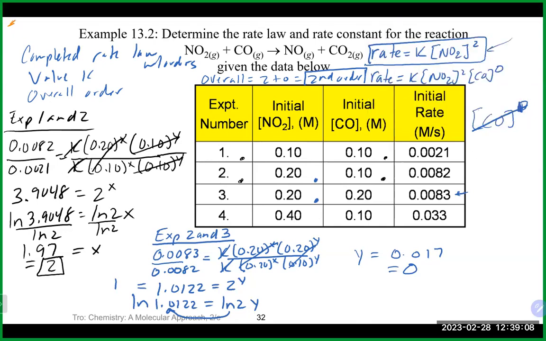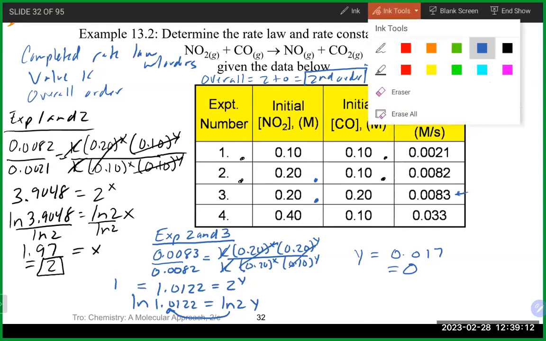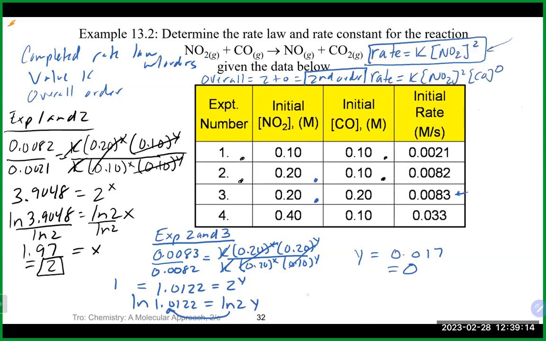Okay, so we will rearrange our rate law and solve for K here. And in this case, K would equal the rate divided by NO2. And once again, we do need to square it. You could choose, again, any of the entries in the table to do this. I'm just going to roll with number 1 there, because why not?